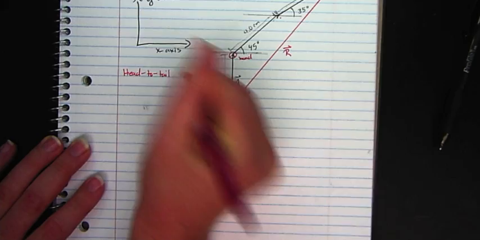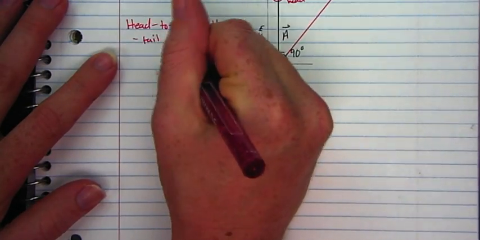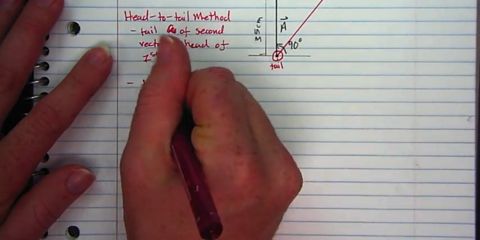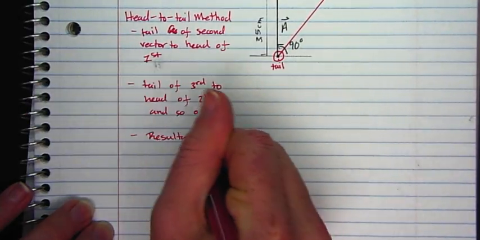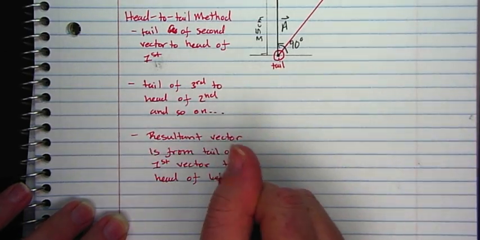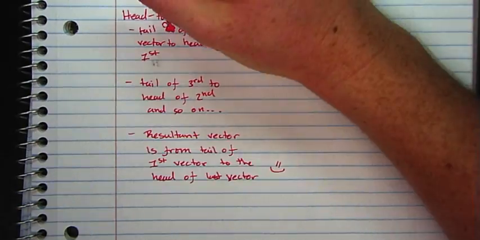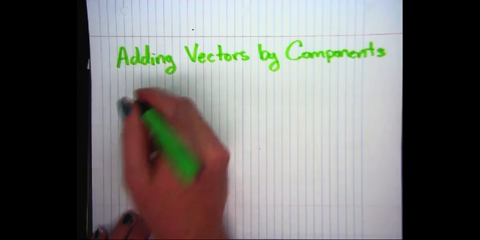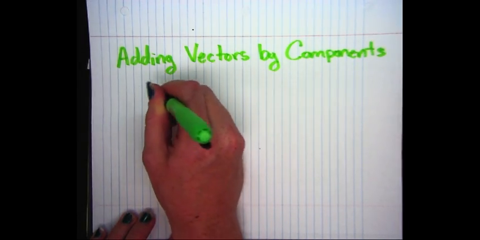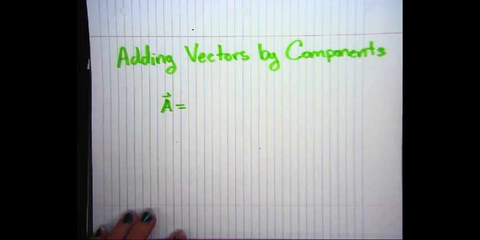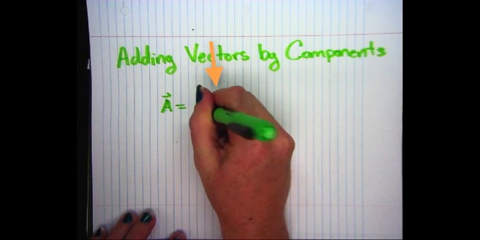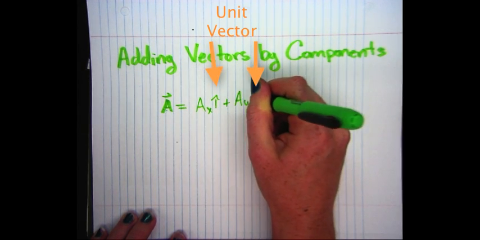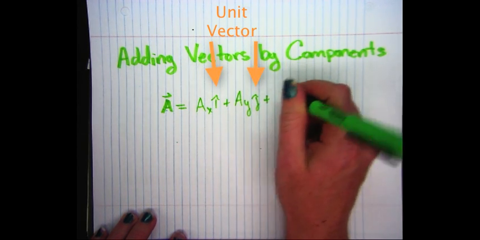No. Okay, so head to tail method, real quick, fast and easy. The tail of the second is attached to the head of the first. The resultant vector goes from the tail of the first to the head of the last. Again, a mouthful. Adding vectors by components. So vector A is defined by Ax i hat plus Ay j hat.